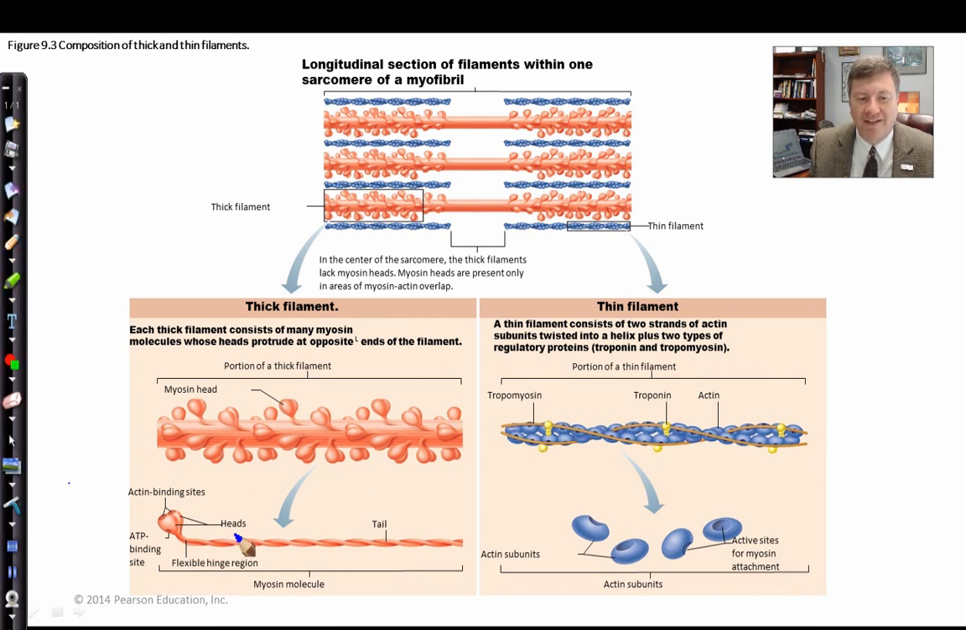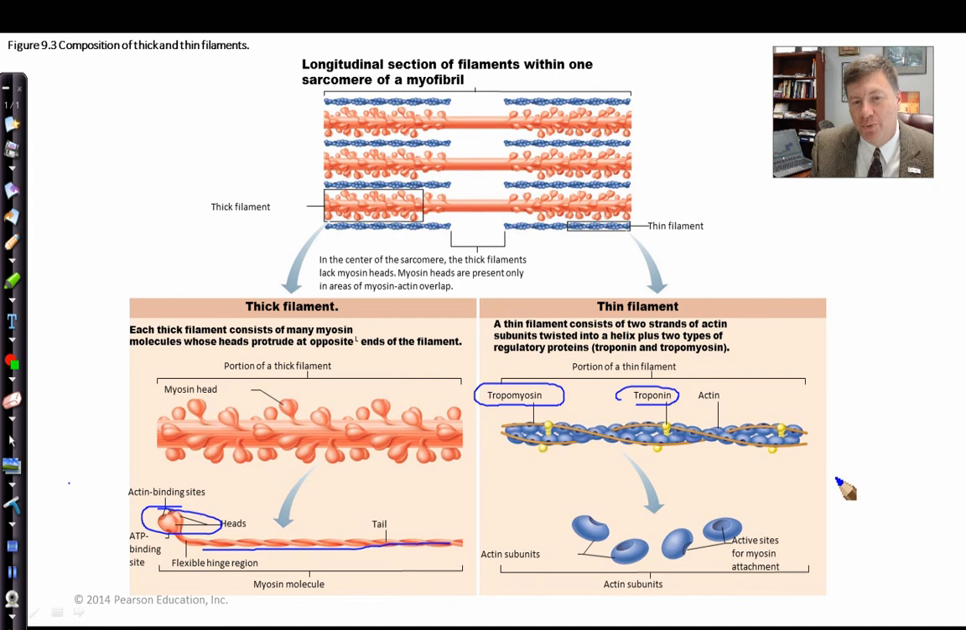The myosin, again, has these heads, and then it has these tails. The actin has a couple other proteins that are associated with it. It has a protein called tropomyosin and troponin. So tropomyosin and troponin are going to be really important. Tropomyosin is probably a better way of saying it. Tropomyosin and troponin are going to be really important for how myosin interacts with actin.